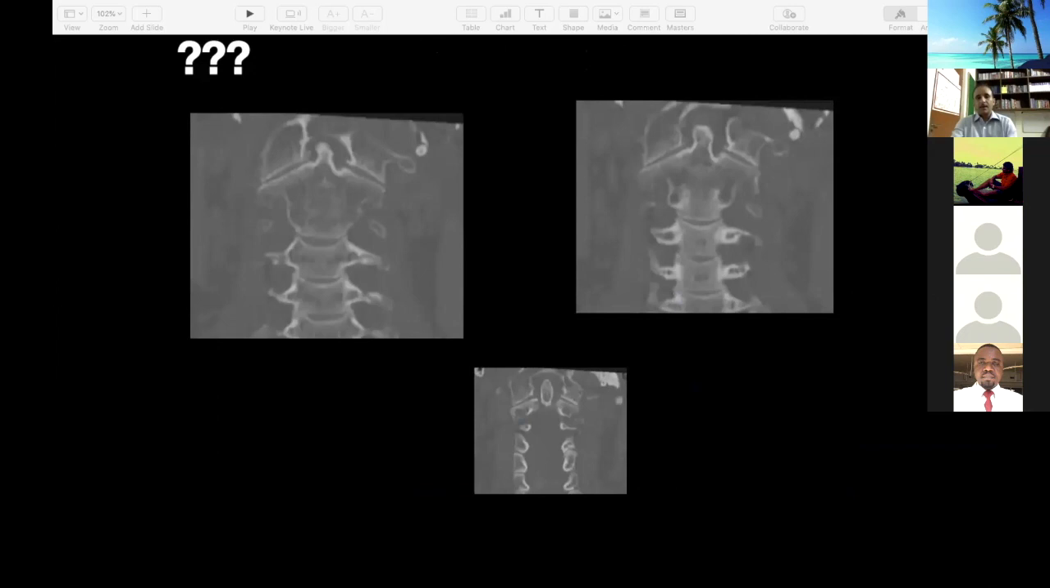Now, again, this is a question. Can somebody tell me what is happening in this? This is a CT cut. The question is open to all. Please introduce yourself and answer.